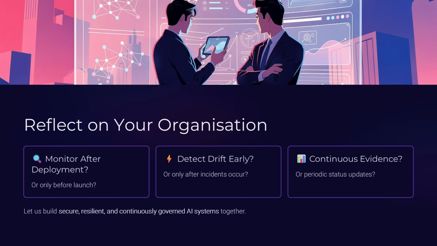Let us build secure, resilient, and continuously governed artificial intelligence systems together.